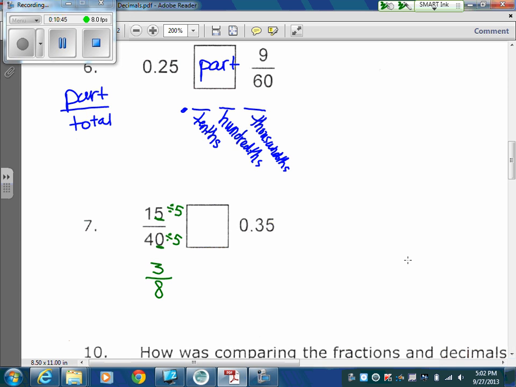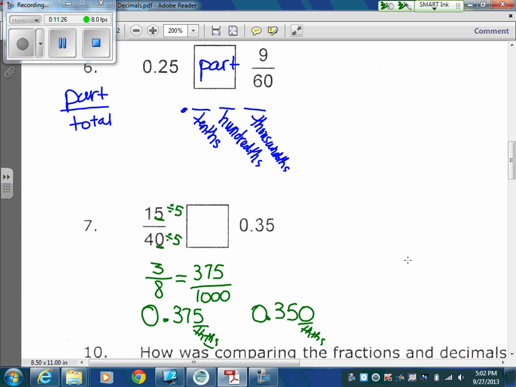Okay, and now I still don't have a tenth, hundredth, or thousandth, but that's one of our benchmark fractions that we're supposed to know. We know that eighths goes to thousandths, and so I know the conversion for 3/8 is 375 thousandths, and now I can write that easily as a decimal, 375, and that's thousandths. And I'm comparing the 375 to 35 hundredths. Well, I want it in the thousandths place, so I'm just going to add a 0 so that they look the same, meaning they go to the same place value.